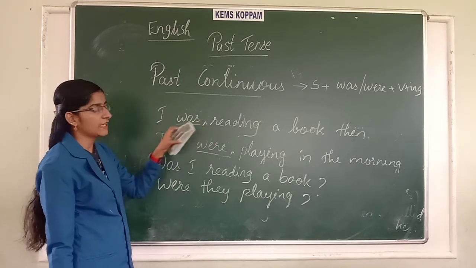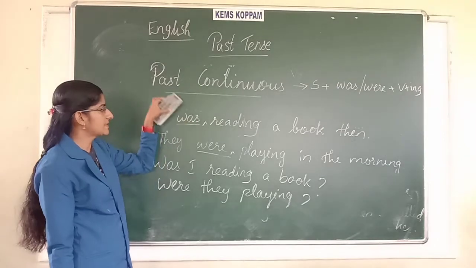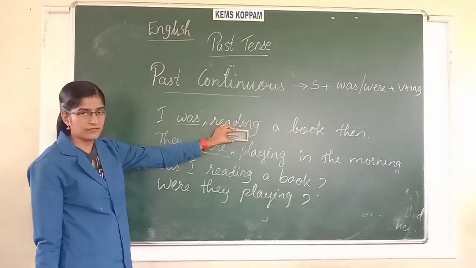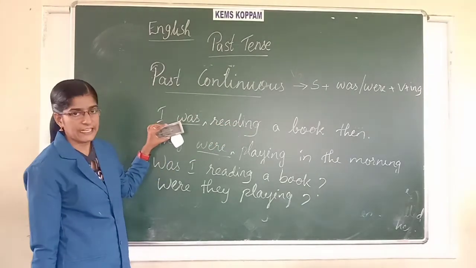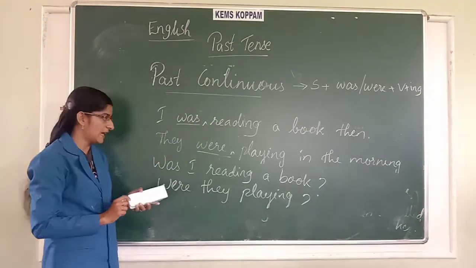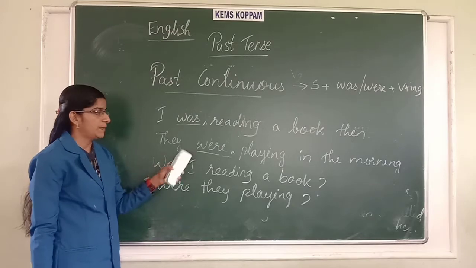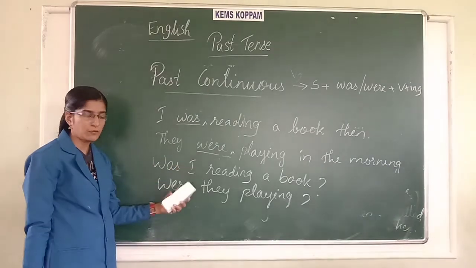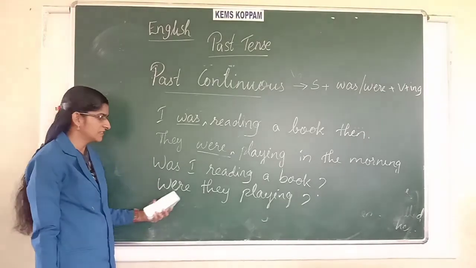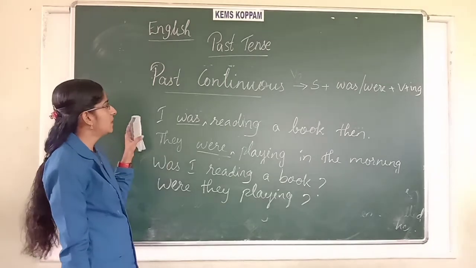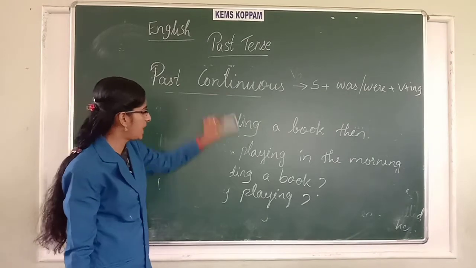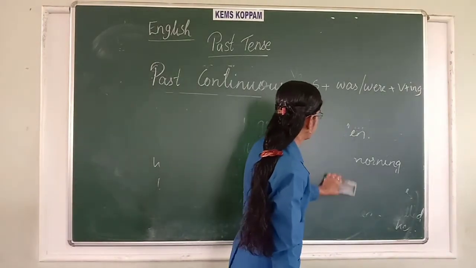I was reading a book is in past continuous. You have to write subject plus was or were plus the ing form of the verb. And in order to get the negative, I was not reading a book then. They were not playing in the morning. In order to form the question, was and were at the beginning. Was I reading a book? Were they playing? This is the use of past continuous.